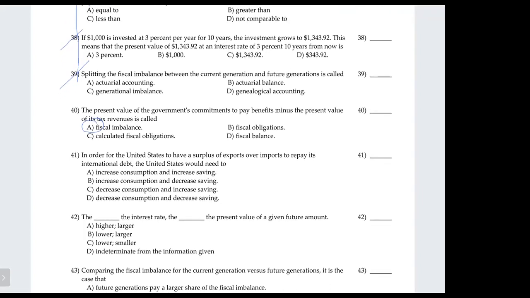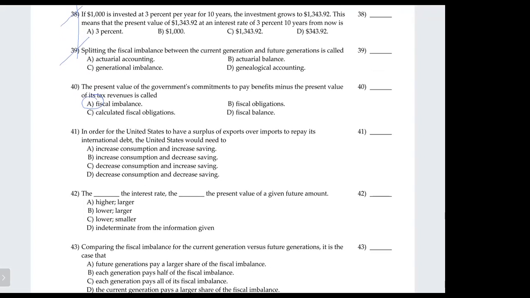And so next one, in order for the US to have a surplus of export over import to repay its international debt, the US would need to, so how can we have an export surplus? The way we can do it is by decreasing consumption and increasing saving. Okay, so basically you don't want to buy too many goods, particularly from foreigners.